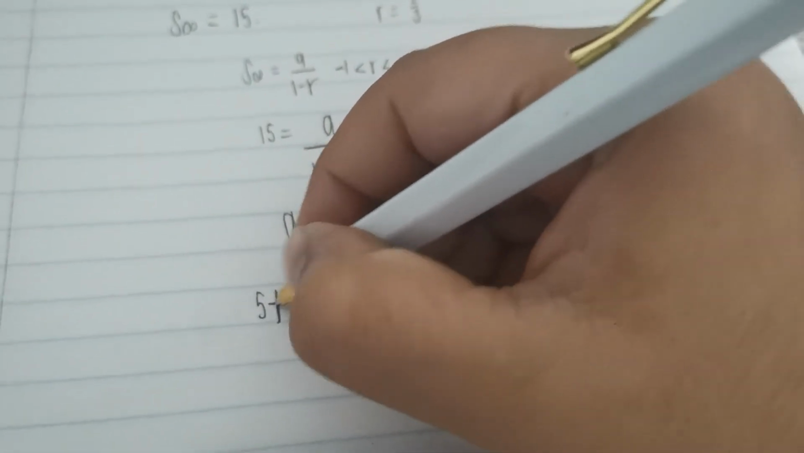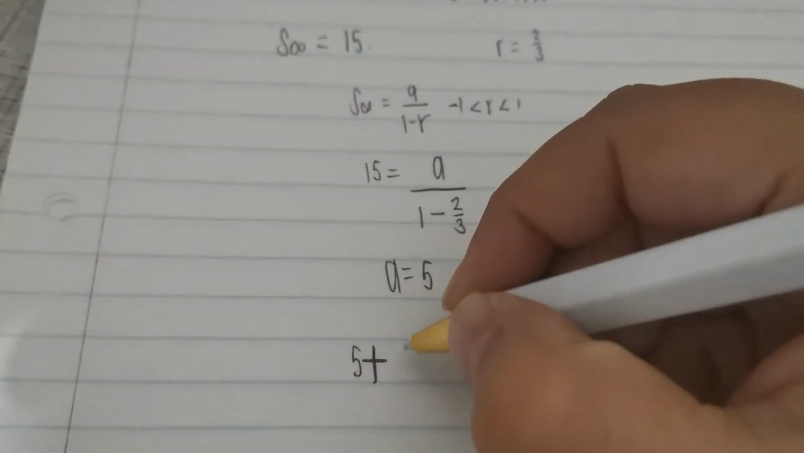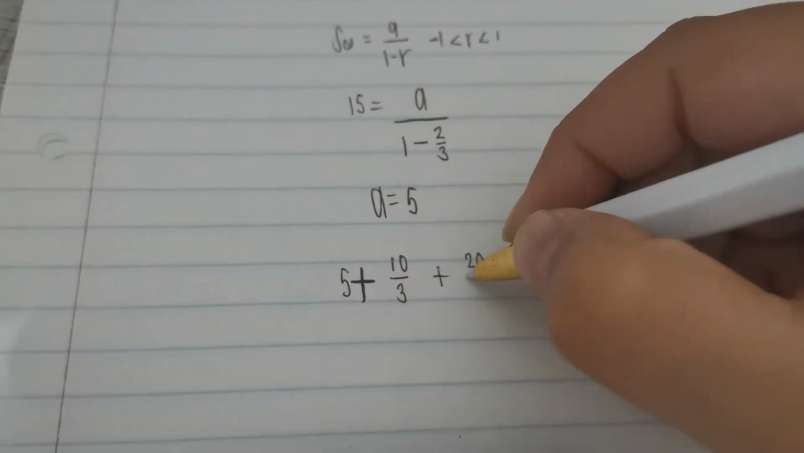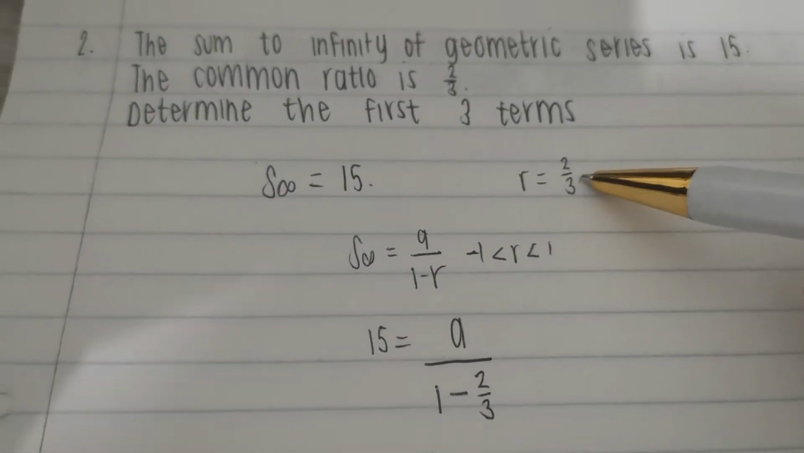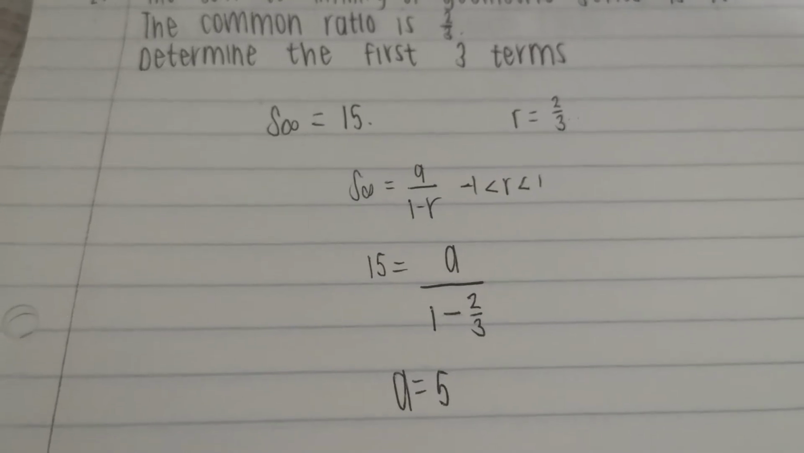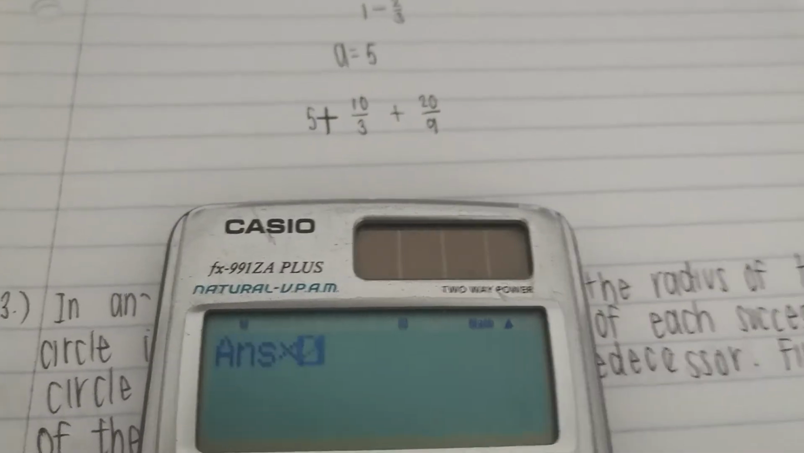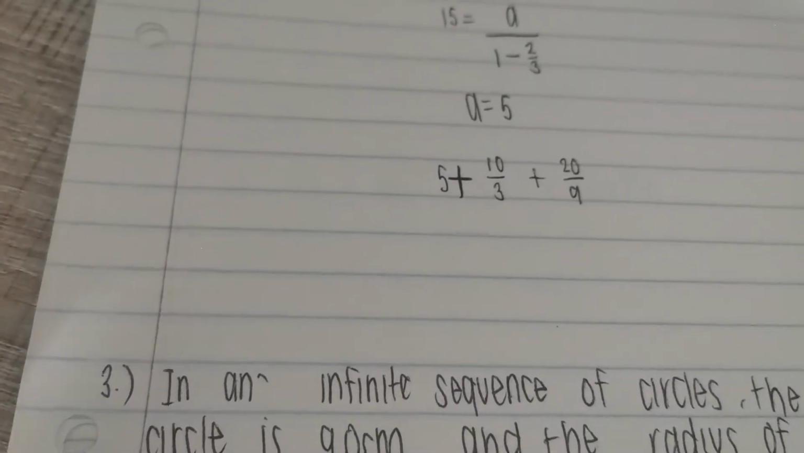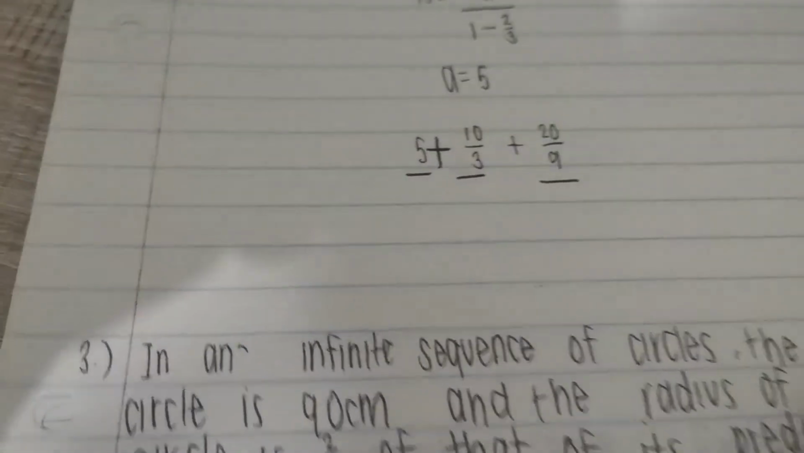Now I know my first three terms are going to be 5. Oops, it's a series, so we're going to use addition. Multiplied by 2 over 3 is going to give me 10 over 3. Multiplied by 2 over 3 is going to give me 20 over 9. How do I know that's what I'm multiplying by? Because we figured it out, the common ratio is that. I'm just double checking my answers. Times 2 over 3, yes, it gives me 10 over 3. Times 2 over 3, it gives me 20 over 9. Those are the first three terms of this particular series that they wanted.